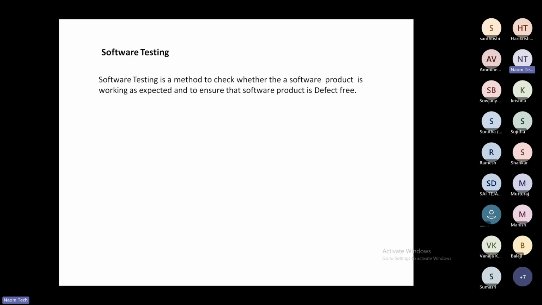Next, that's about testing. Simply speaking, you develop a product and you have to check that the product is working as expected. To make sure that it is defect free, you go for testing. Testing is nothing but verifying and validating that your product is defect free. That's it.